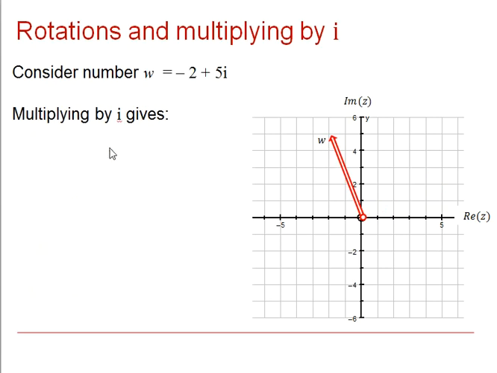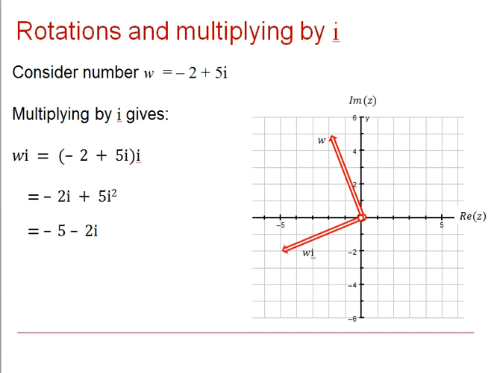If we now considered this number as w, multiplying by i again would give minus 2i plus 5i squared, or minus 5 minus 2i. Again, as expected, this has resulted in another 90 degrees rotation anti-clockwise about the origin.